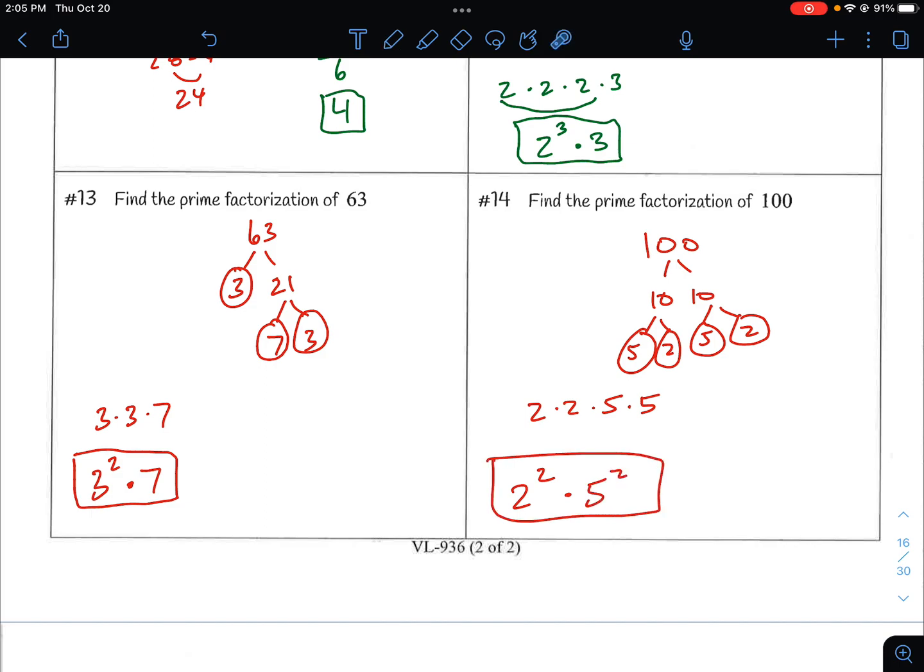A lot of times people then say, oh, am I supposed to just multiply this out again? No, this is your answer. This is the prime factorization of 100. If you multiplied it out again, guess what? You would get 100, which kind of makes sense.